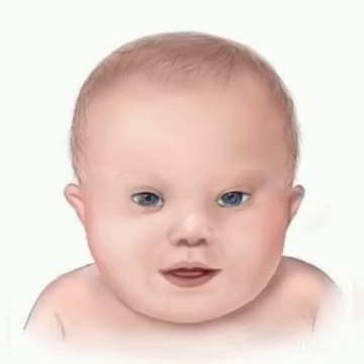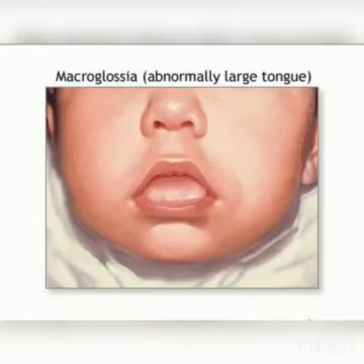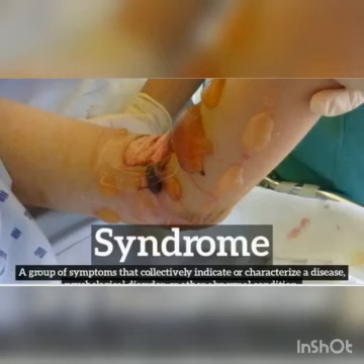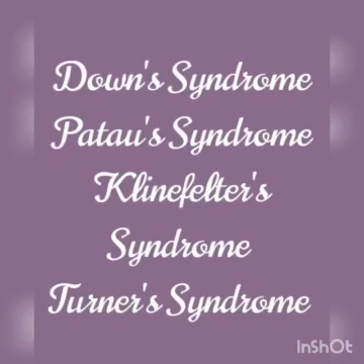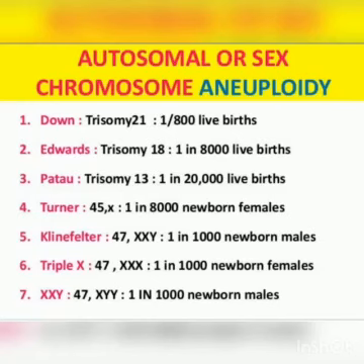A group of signs and symptoms that occur together and characterize a particular abnormality is called syndrome. So what is called syndrome? It is a group of signs and symptoms that characterize a particular abnormality. So in human, Down syndrome, Turner syndrome, Klinefelter syndrome, Patau syndrome, these are some of the examples of chromosomal disorders.